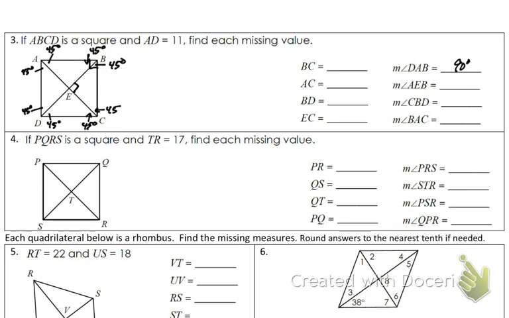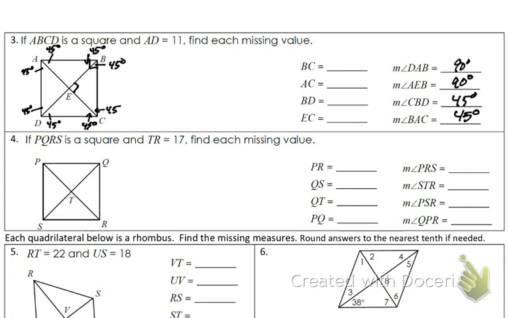AEB is 90 degrees. Our CBD is 45 degrees. Our BAC, back, is also going to be 45 degrees. So as soon as I tell you it's a square, you have all your angles. You shouldn't look for angles in the statement. You should already know all of your angles. It's missing sides that will be the problem.